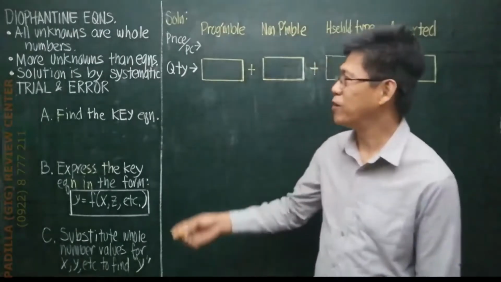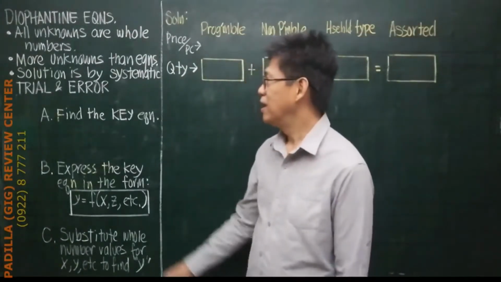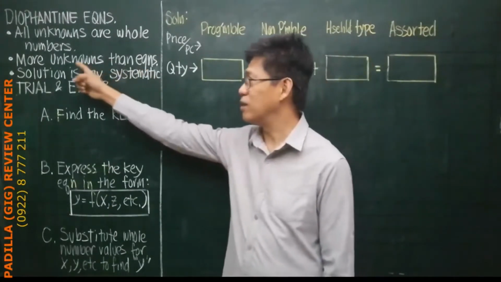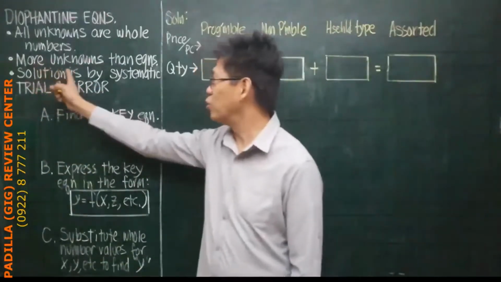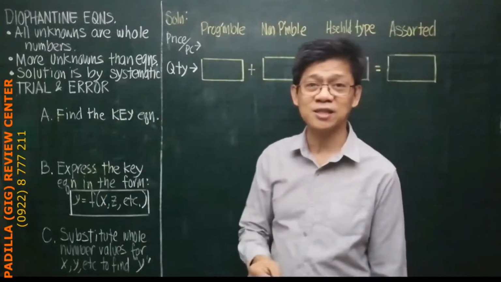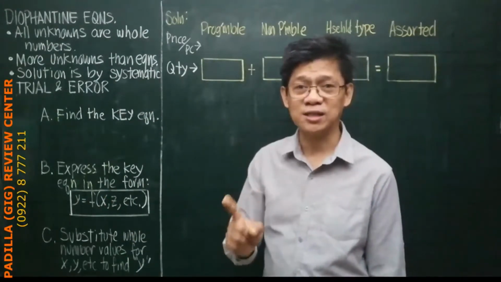We said that for systems of simultaneous equations to be solvable, the number of equations must be equal to the number of unknowns. When there are more unknowns than equations, we say that the system is not solvable. However, there is one exception.